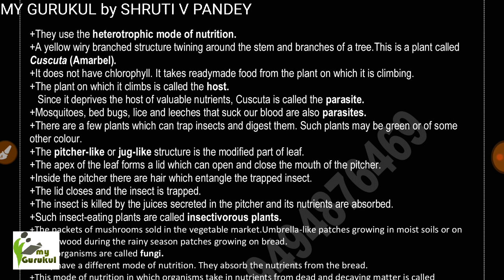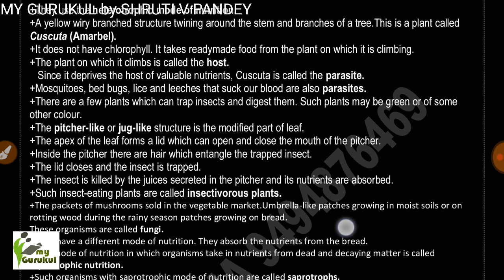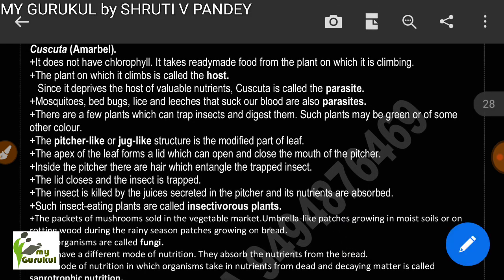Mosquitoes, bedbugs, lice and leeches suck our blood and are also parasites. So these are a few plants which can trap insects and digest them.